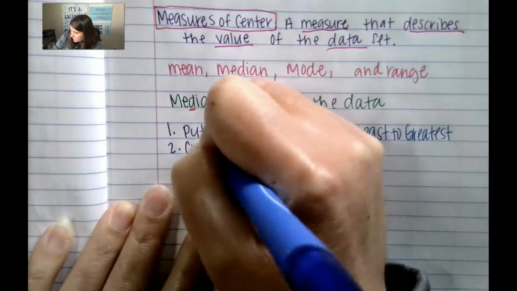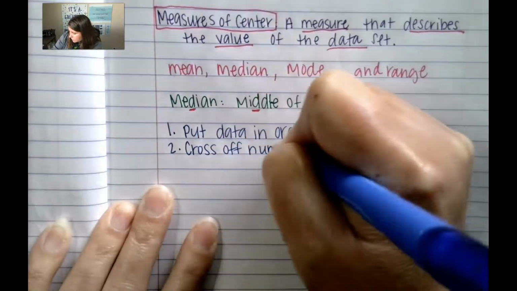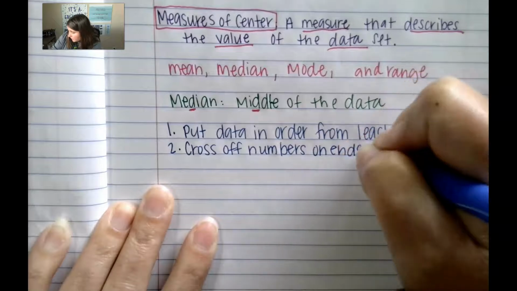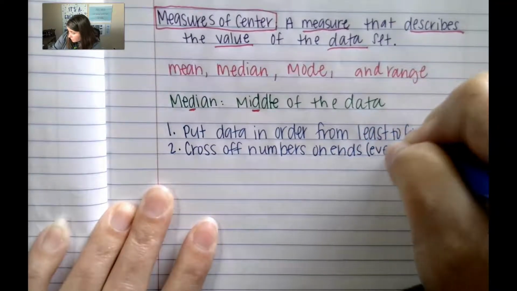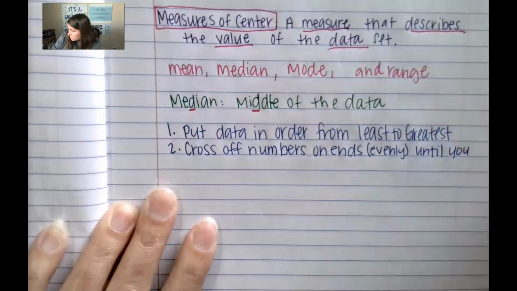So cross off numbers on the ends, and this should be done evenly until you reach the middle.